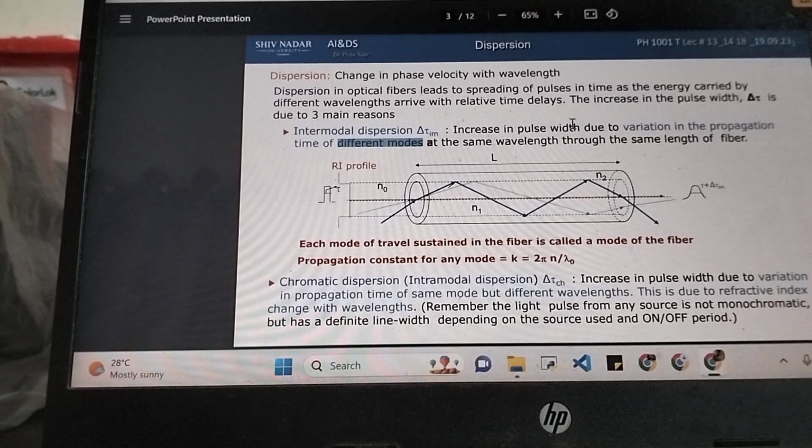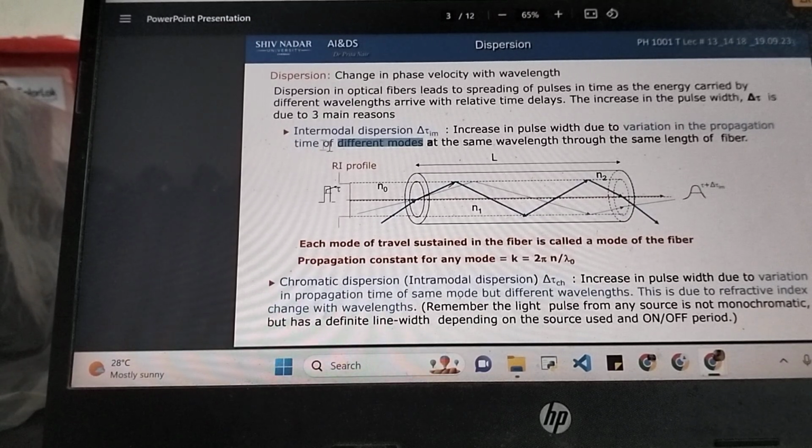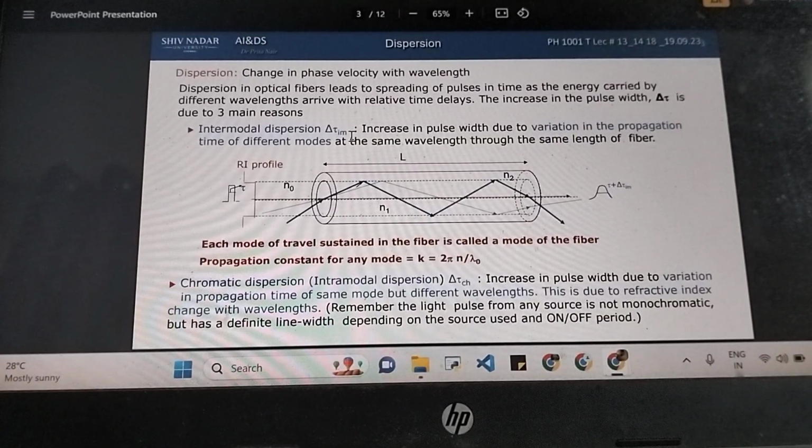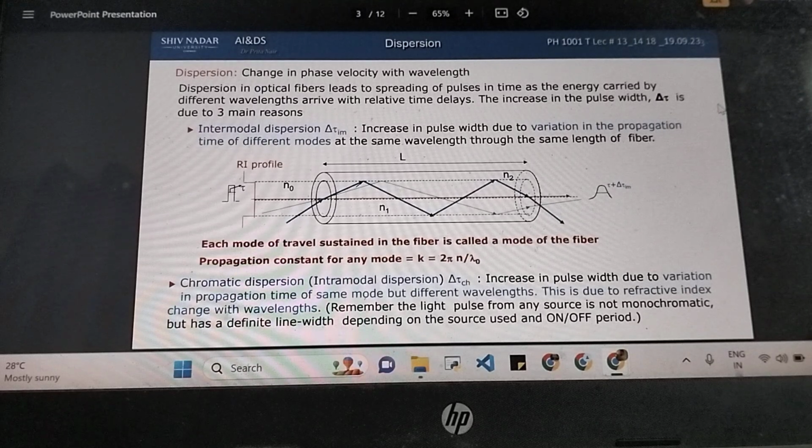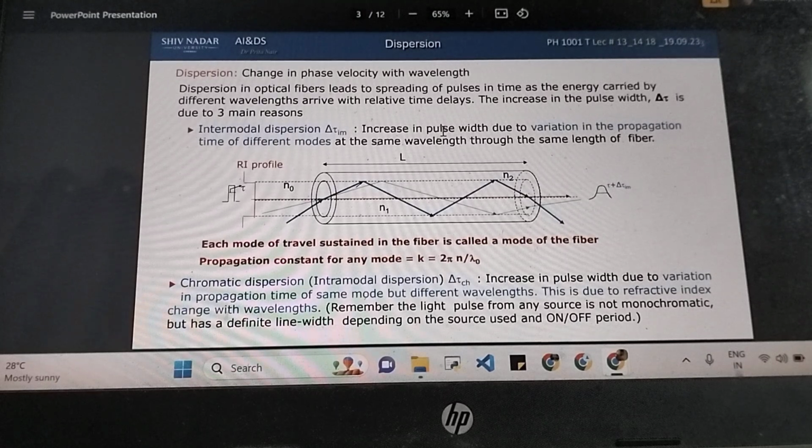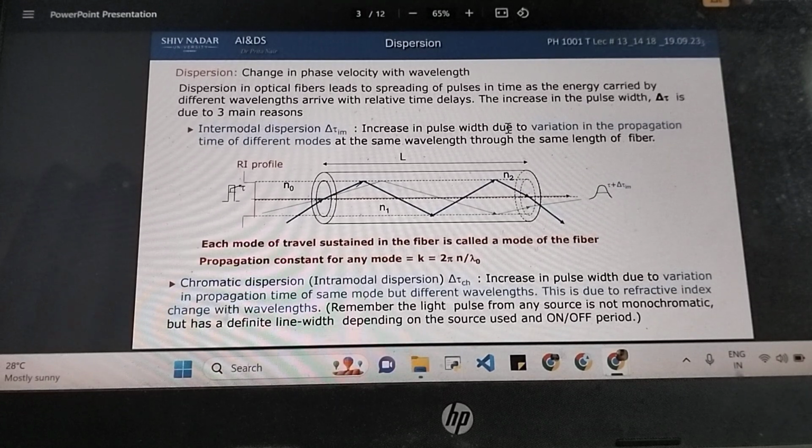So what happens is variation in the propagation time of different modes, meaning each mode travels at its own speed. Instead of the entire beam traveling at one uniform speed, each ray in that beam is going to travel at its own speed. So one of them reaches the end very fast, one of them slows down, and so on. So finally your receival time is going to be delayed because of the slower ones, and that is what we mean by the slowing down or increase in pulse width.